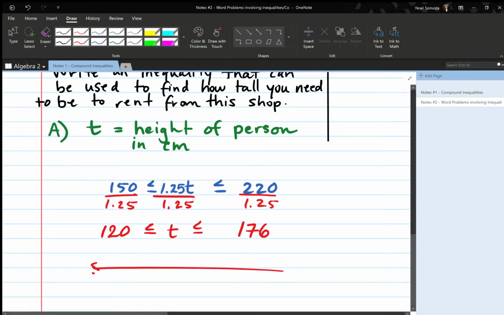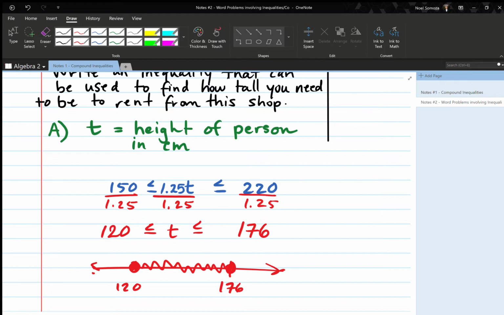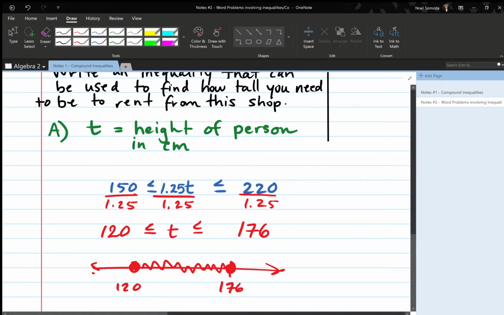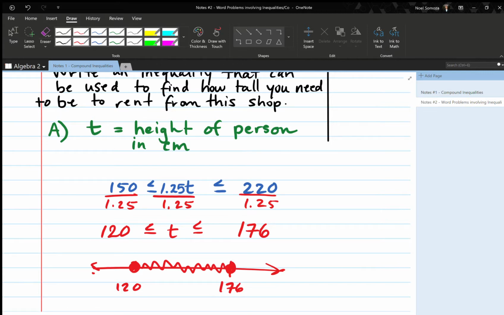So the inequality: draw my graph. I got 120 here, 176 here. Closed circle here, and I got everything in between, right? So if you're in that height range between 120 centimeters and 176, they got your board size, they got your ski size. Questions there? Okay. All right, let's step it up.